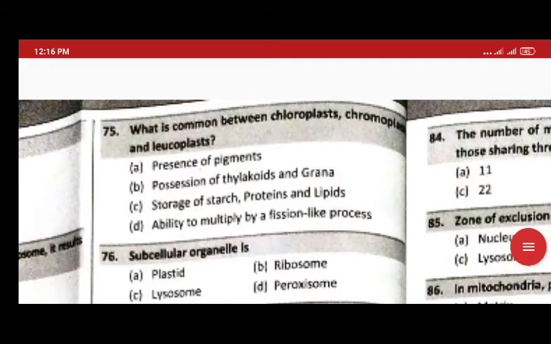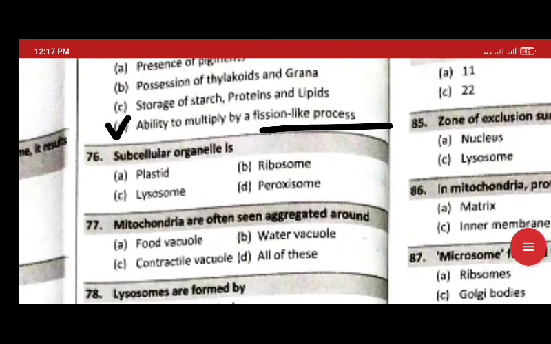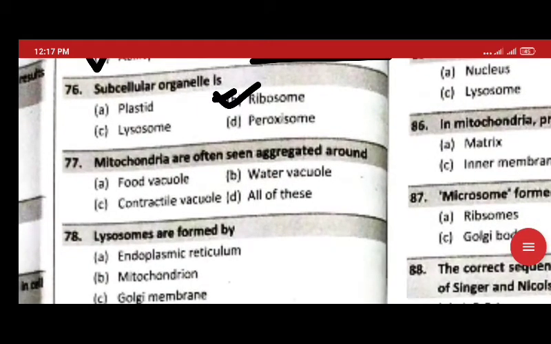So fission like process to make. So here is fission, multiply, 75 for D. Also in mitochondria also by fission. Now 76, subcellular organelle. So subcellular organelle means non-cellular. That is what ribosomes, because of non-membrane. Like subcellular grade is also that is a virus.